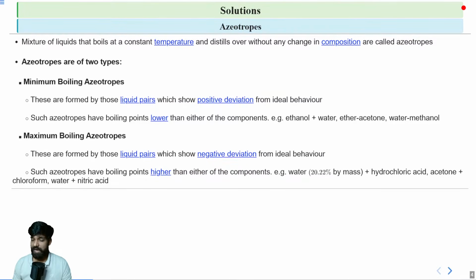So do you have a doubt from ideal or non-ideal solution which we discussed yesterday? From there, this is explained: your positive deviation and negative deviation. If you are not clear about that part, which is our non-ideal solution, then you will face difficulty in minimum boiling azeotropes and maximum boiling azeotropes. Okay, so I hope you are getting my point.